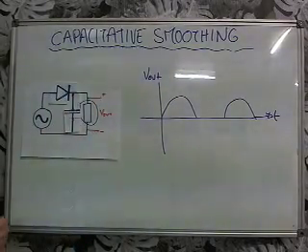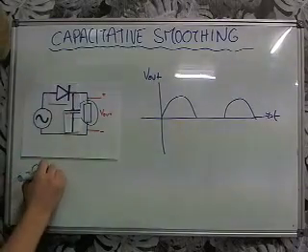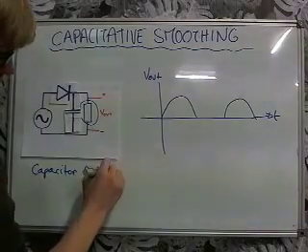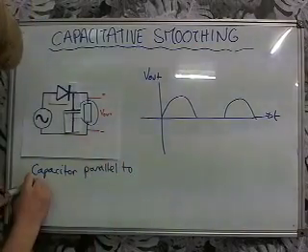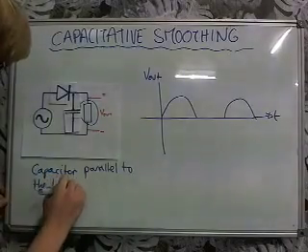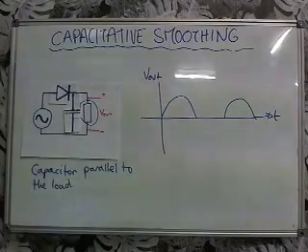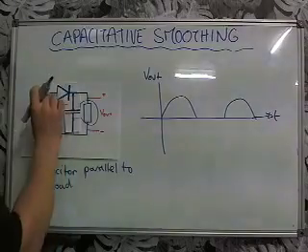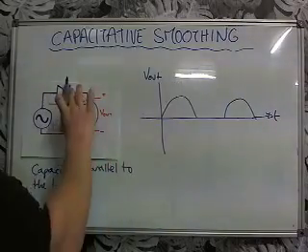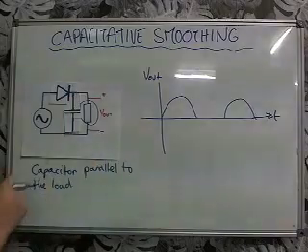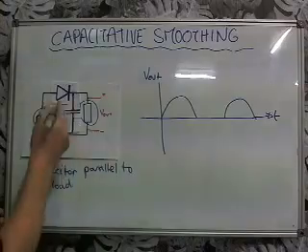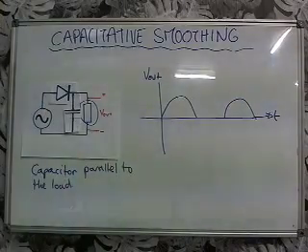Okay, so we place the capacitor parallel to the load, the load resistance there. And what effect does that have on this output graph that we observe? Well, when we have a positive voltage, we'll have this positive voltage appearing across both the capacitor and the resistor. Okay, and during these positive peaks here, this capacitor is going to charge up.